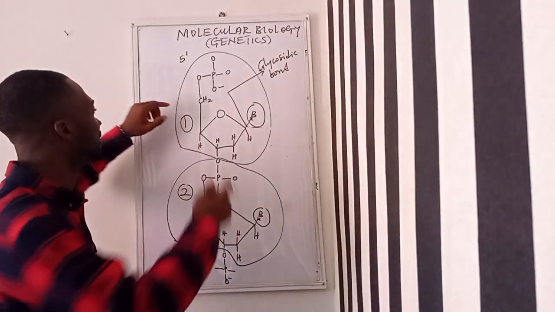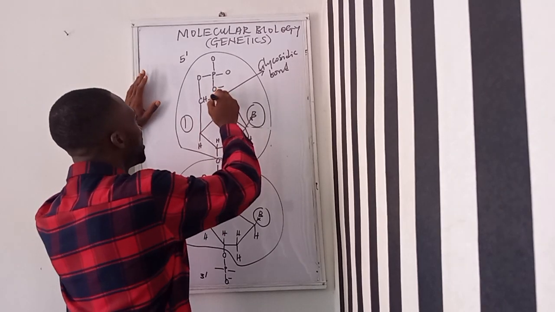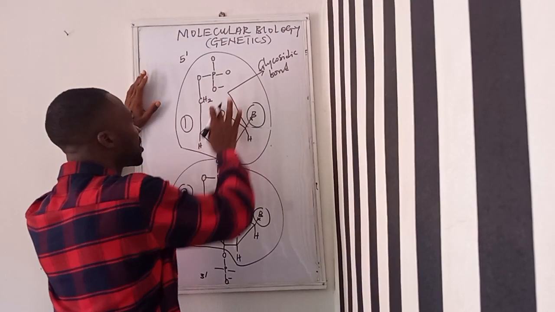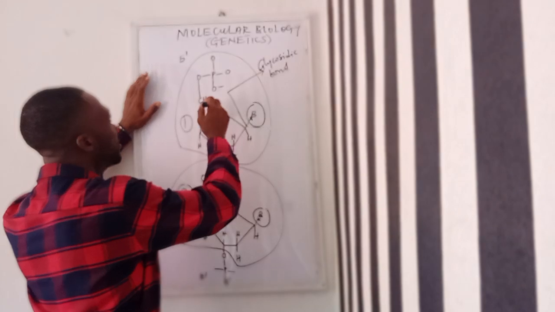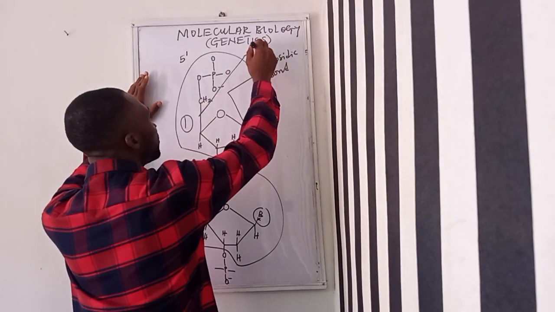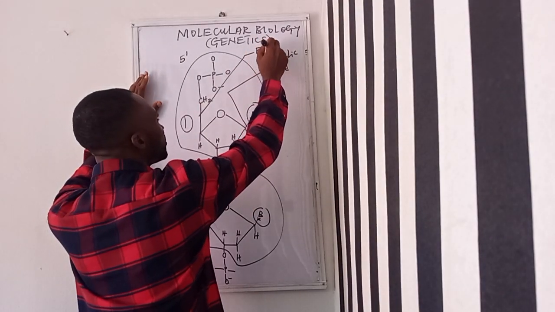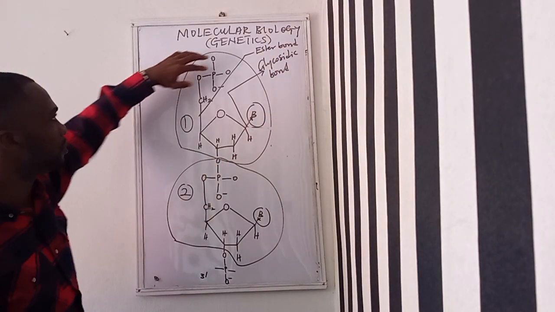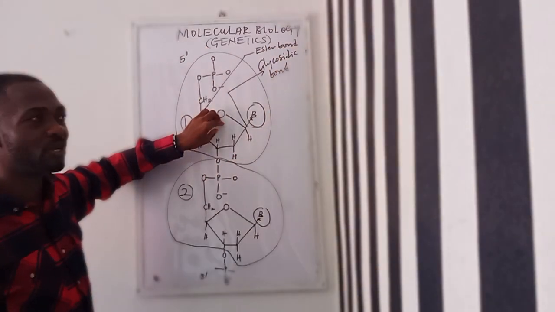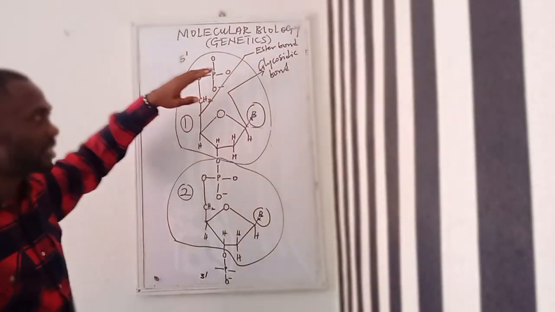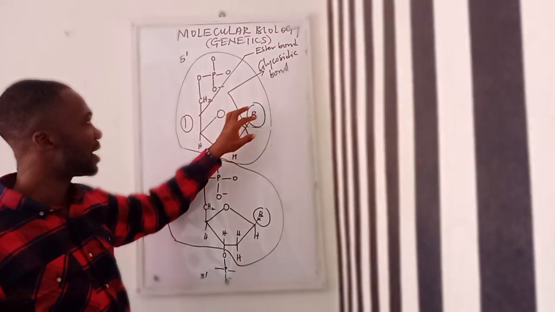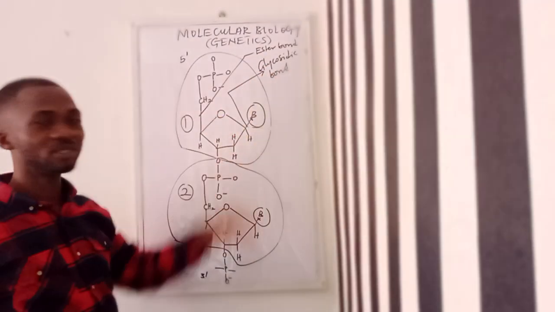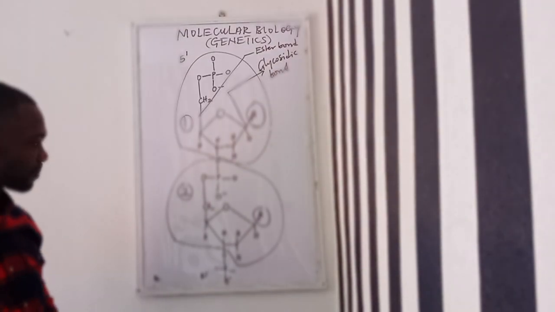Then in the same vein, there's also OH here initially, but the OH is no longer there. That is because the OH was also used in the formation of bond. This kind of bond is called the ester bond. The bond between the phosphate and the sugar is called the ester bond. Then the bond between the sugar and the base is called the glycosidic bond.